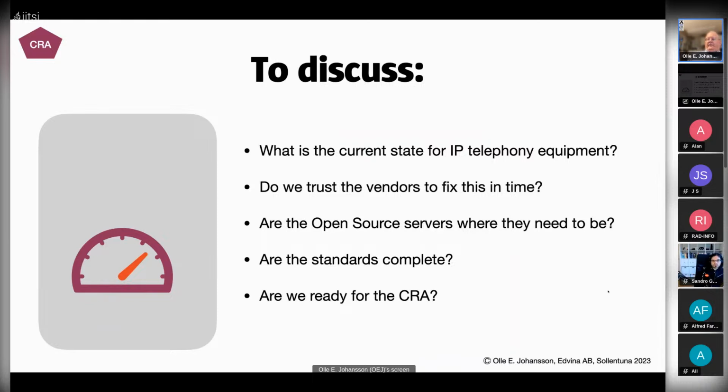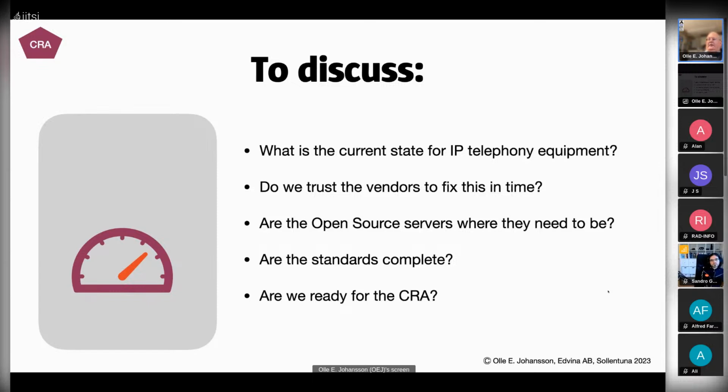So, Sandro and the rest of you that are here in this conference, let's discuss what do you think is the current state? And do we trust the vendors to fix this in time? So will we have a shortage of IP telephones?